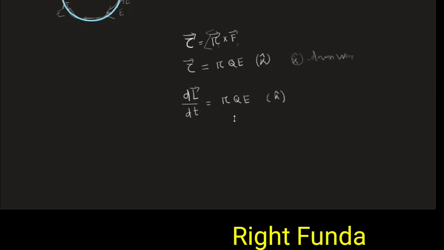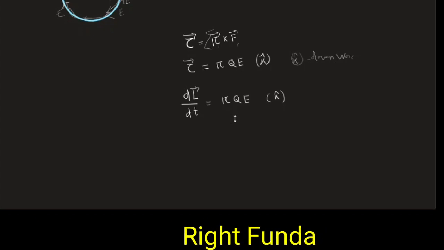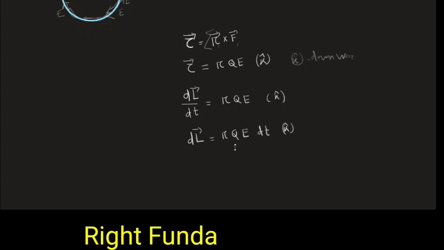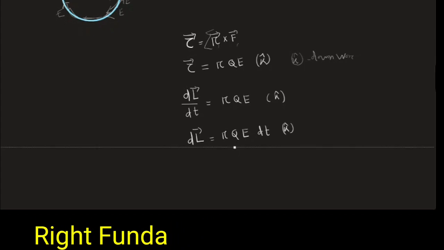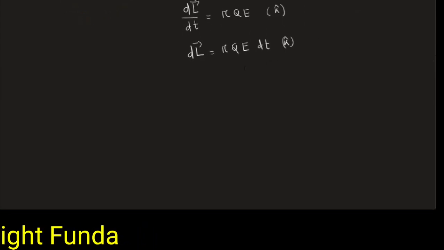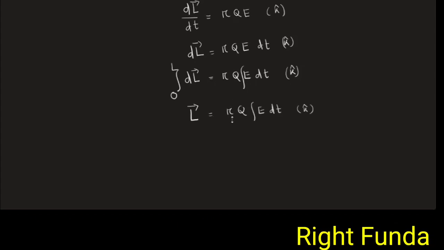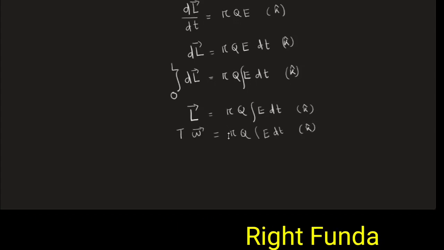Okay. So in fact, what can I write for torque? dL by dt, the rate of change of angular momentum, is equal to this. So I get dL is equal to R QE into dt. So if I integrate both the sides, I can get the value of L. Suppose initially it was at rest, so integrating from 0 to L, and for some time, I get an equation like this, and L is equal to this.